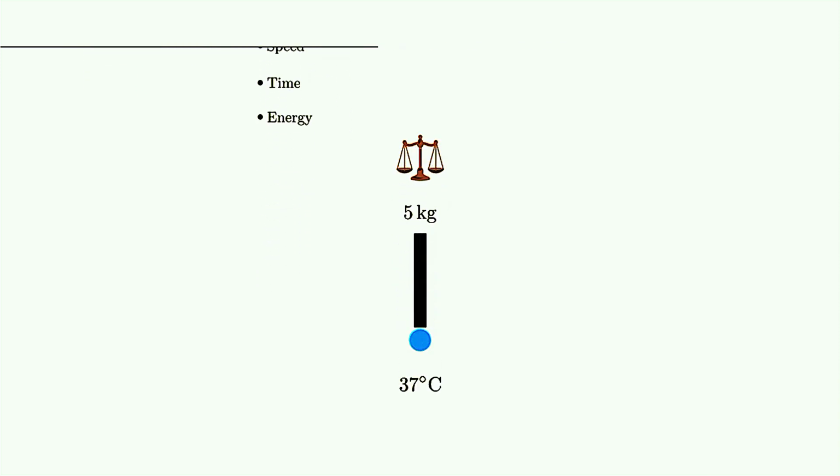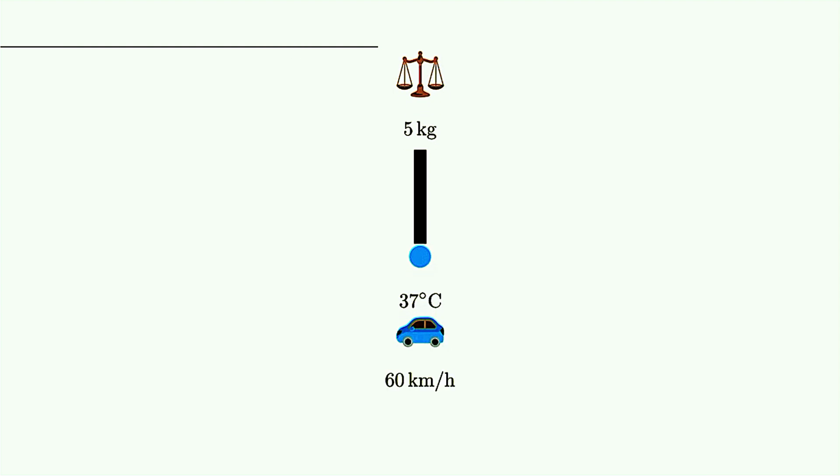Similarly, when we say the temperature is 37 degrees Celsius, we're only specifying how hot or cold something is, not the direction of that temperature. Speed is another example of a scalar quantity. When we say a car is moving at 60 kilometers per hour, we're only talking about how fast the car is moving, not the direction in which it's moving.